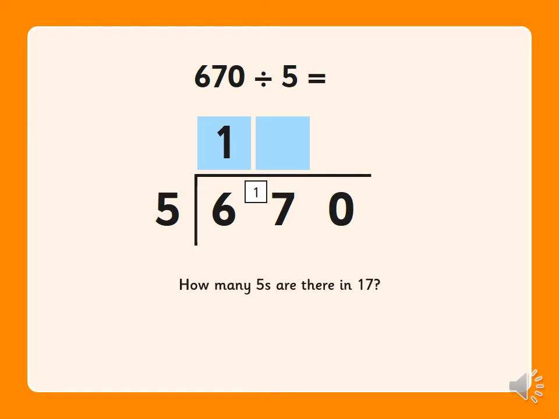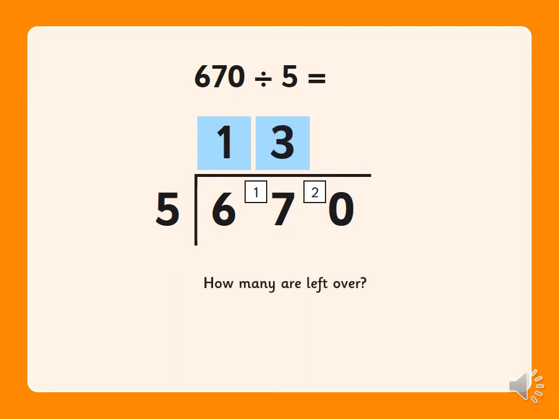So how many 5s are there in 17? Let's count up in 5s: 5, 10, 15, 20. 20 is too big and 15 is close to 17. So that's 3 times. And then how do we get from 15 to 17? What do we have left over? Well done. We have 2 left over.